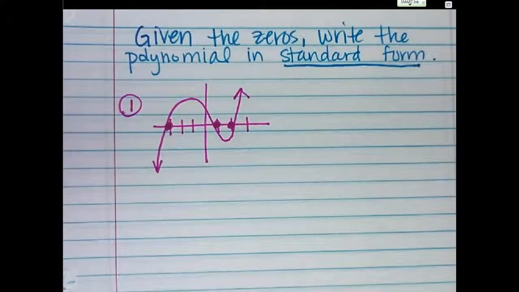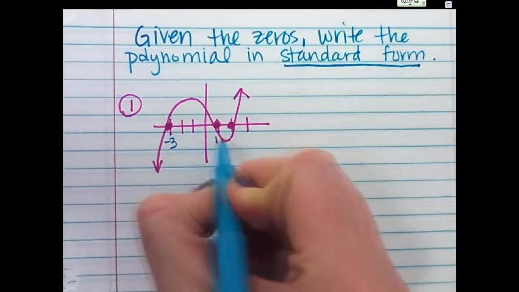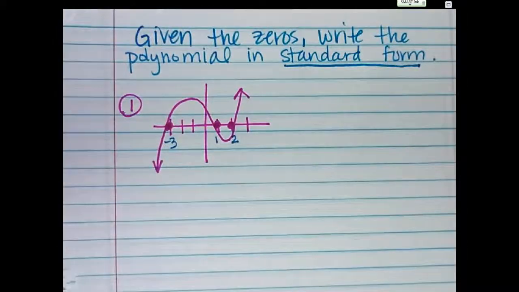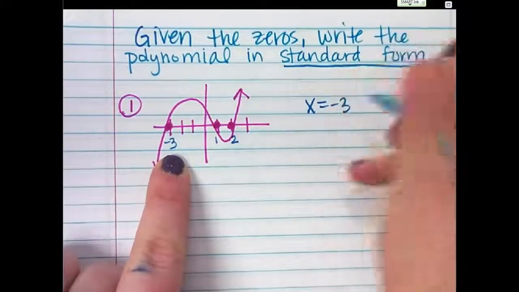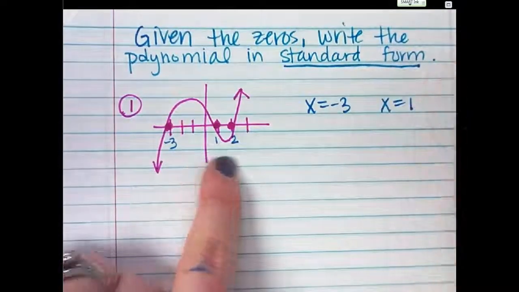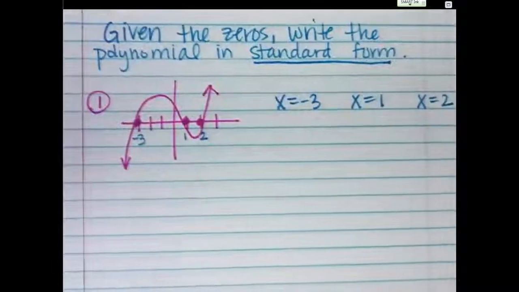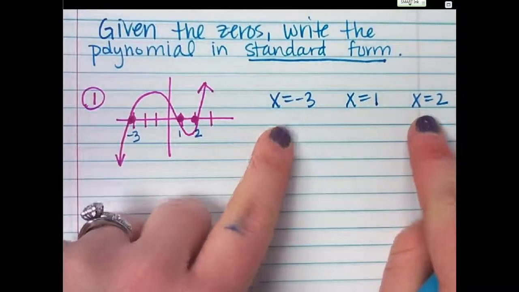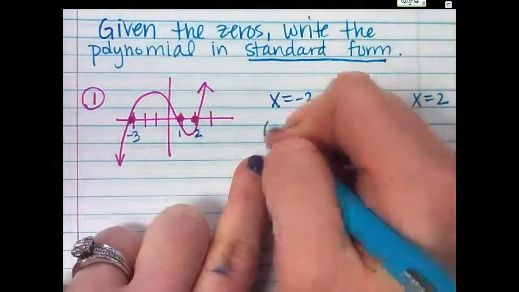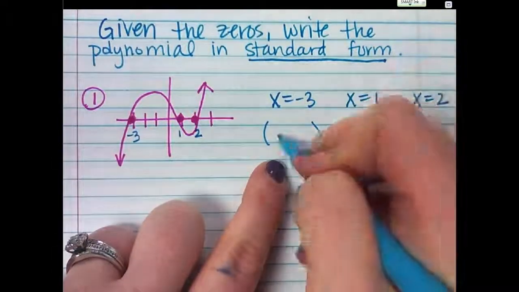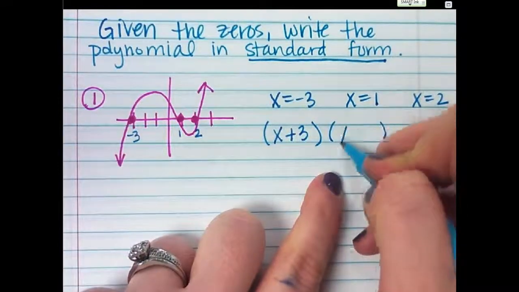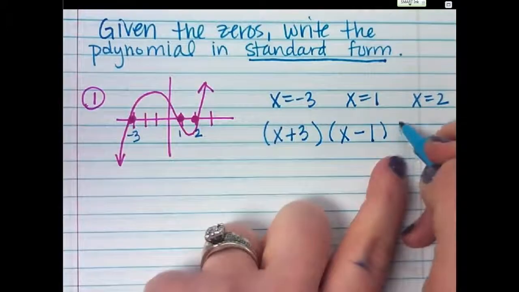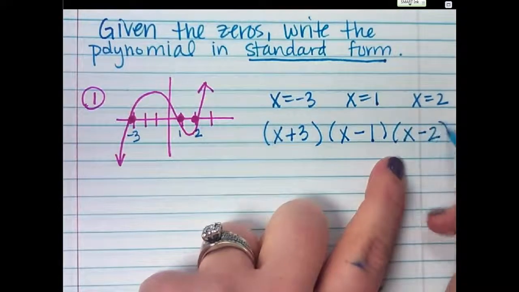Number 1. Put my numbers in there for you. -3, +1, and +2. So if you're given the zeros are x equals -3, x equals +1, and x equals 2, I can take this now. Let's put it into factored form first. What would the factor be for -3? Perfect. x plus 3. Then I have x minus 1, and then I have x minus 2.